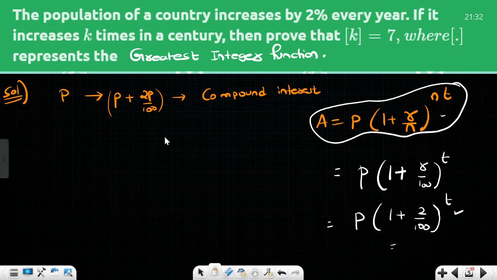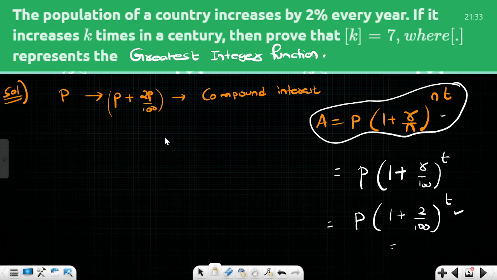Sir, I kept calculating for the first year, the new population will be P plus 2P by 100, right, sir? So when you find 2% for the second year, you get P plus 2P by 100 whole square.